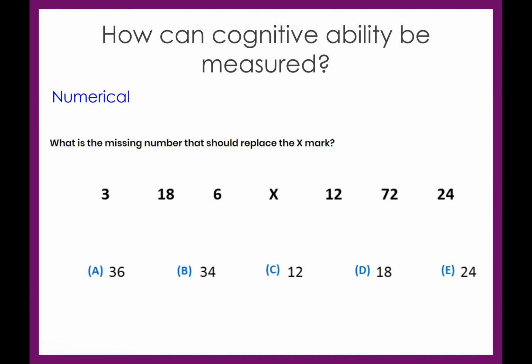In this example, as you can see, for the alternative positions 3, 6, 12, and 24, we can use the calculation procedure: 3 times 2 equals 6, 6 times 2 is 12, 12 times 2 is 24. And for the other alternative positions, 18 times 2 is 36, and 36 times 2 is 72. So we can consider that answer A is probably the correct one to replace the X mark: 36.